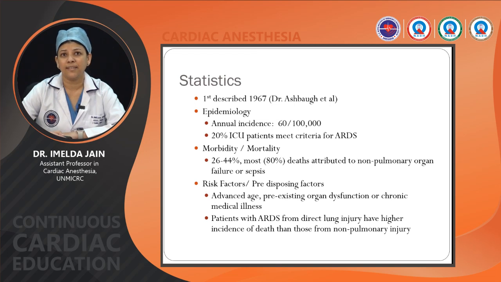Coming over to the statistics. ARDS was first described in 1967 by Ashbaugh et al. The annual incidence of ARDS is around 60 patients per 1 lakh. About 20% of ICU patients meet the criteria for ARDS. ARDS is responsible for 26 to 44% of mortality in ICU patients, and mostly 80% of deaths are attributed to non-pulmonary organ failure or sepsis.